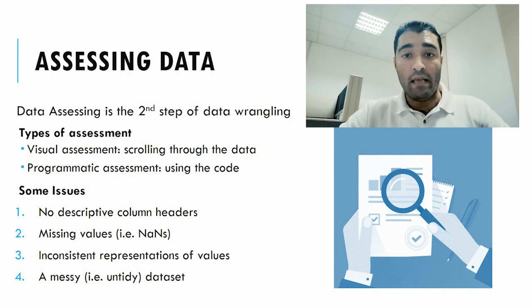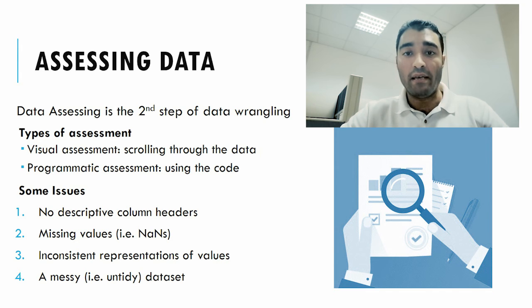Now the second step of data wrangling is data assessing. We will assess the data structure and quality issues, and try to identify the issues in detail. We have two types of assessment: visual assessment, by scrolling through the data, and programmatic assessment. Visual assessment is a good way using Microsoft Excel or text editors or any tools, but keep in consideration this way is good if you have a small data set. You can identify the quality issues and the structure issues.